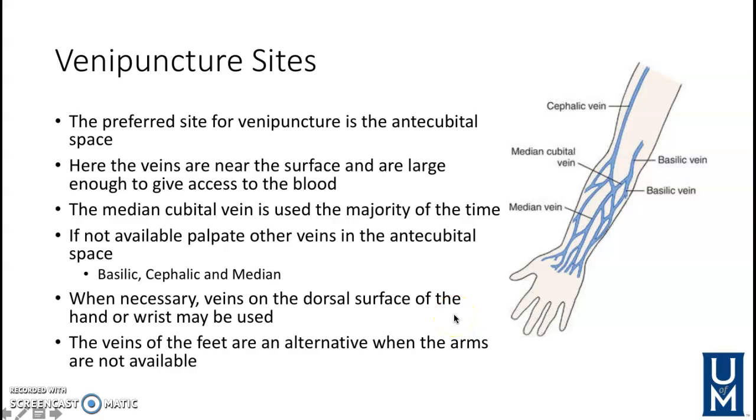When necessary, we can also look at the top of the hand or on the inside of the wrist. So we will start at the antecubital fossa, move to the top of the hand, and then the inside of the wrist. Lastly, we would choose to go towards the feet. For the feet, you have to be trained specifically on how to perform venipuncture because you can mess with some different veins and things like that in the foot.